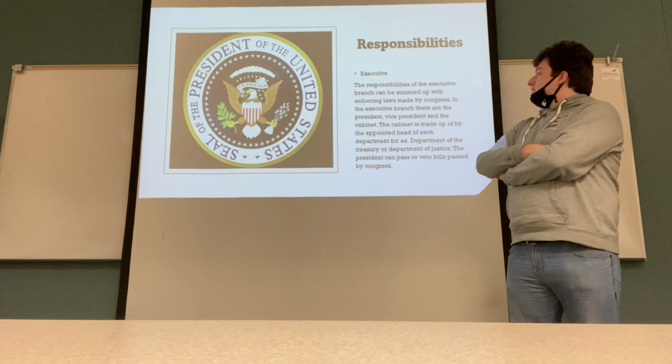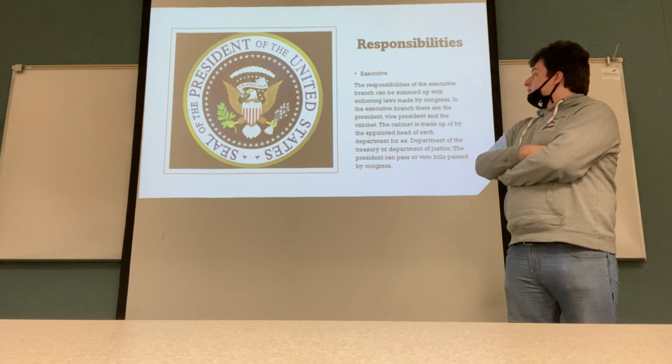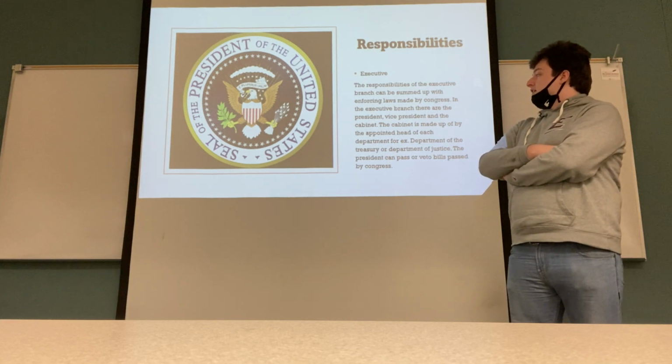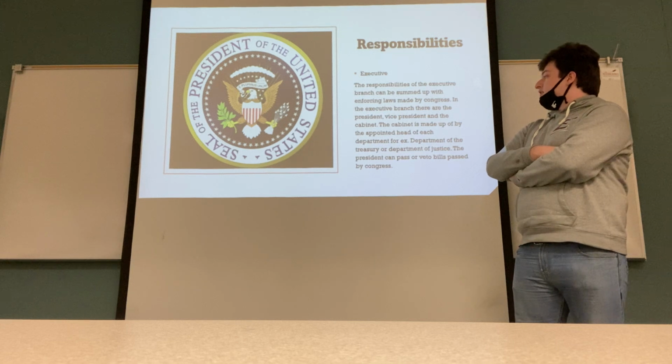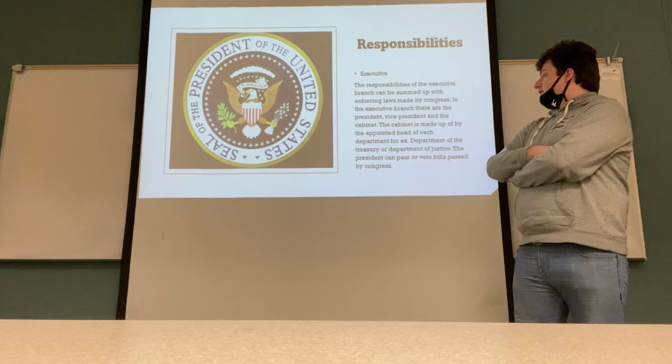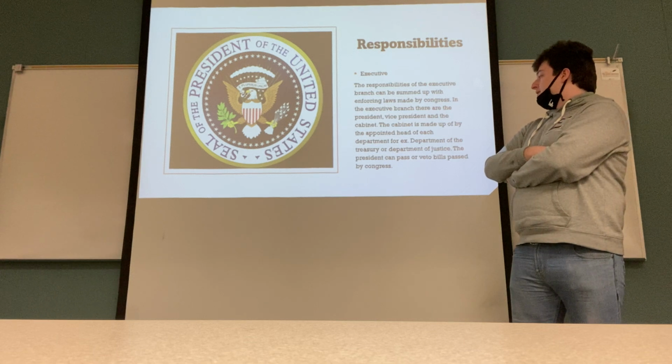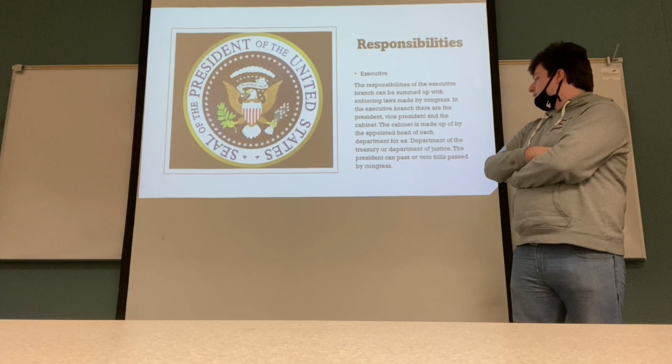Responsibilities. The responsibilities of the executive branch can be summed up with enforcing laws made by Congress. In the executive branch, there are the president, vice president, and the cabinet. The cabinet is made up of the appointed head of each department, for example, the Department of Treasury or the Department of Justice. The president can pass or veto bills passed by Congress.